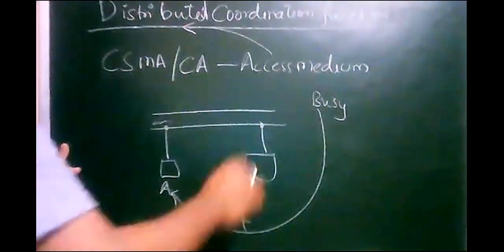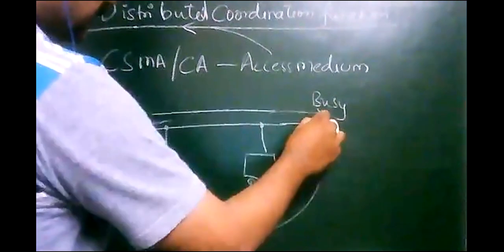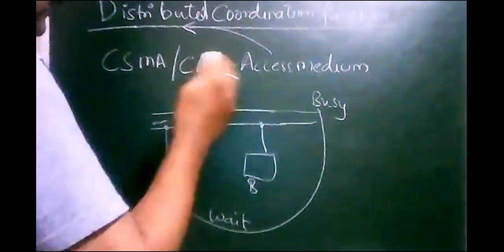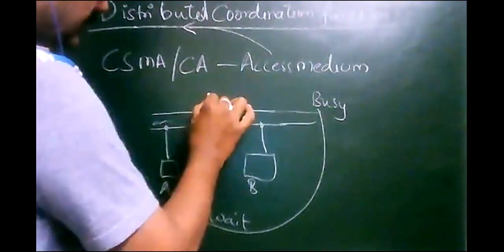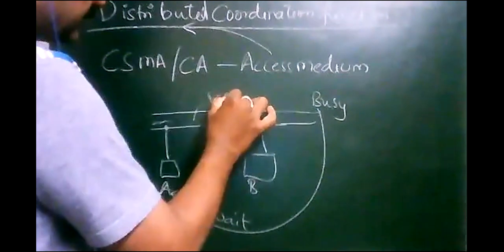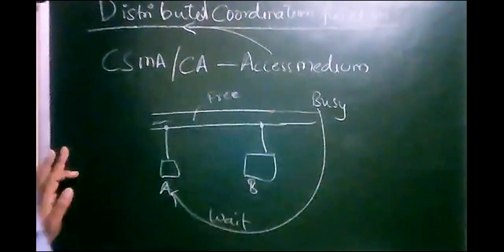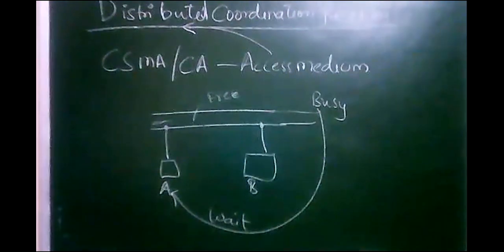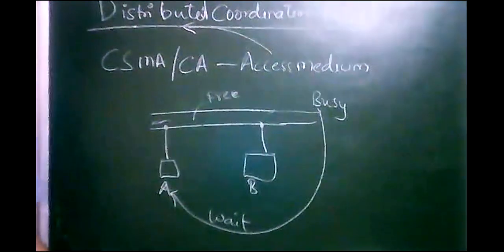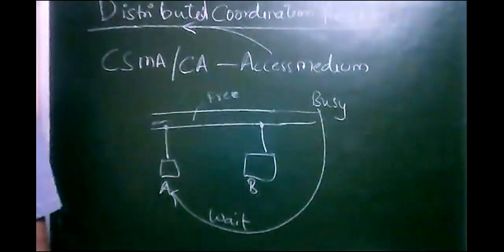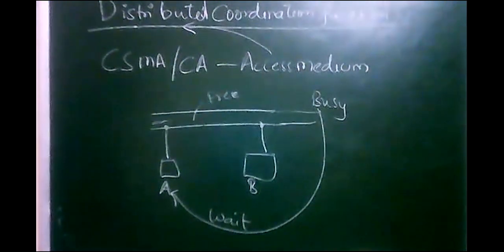If the channel is busy, it will wait for a certain random amount of time. After the channel, the network, is free, it will send the frame to the other or intended stations with some kind of collision avoidance algorithms. So what are the collision avoidance algorithms?